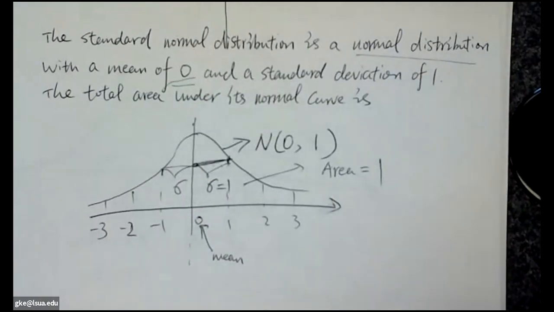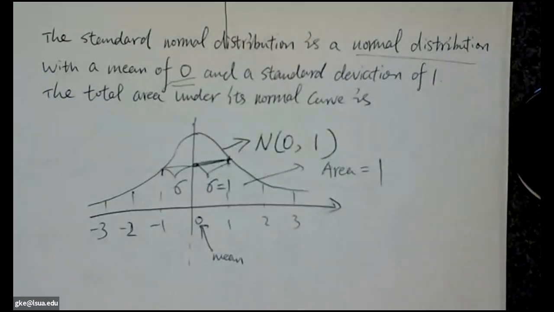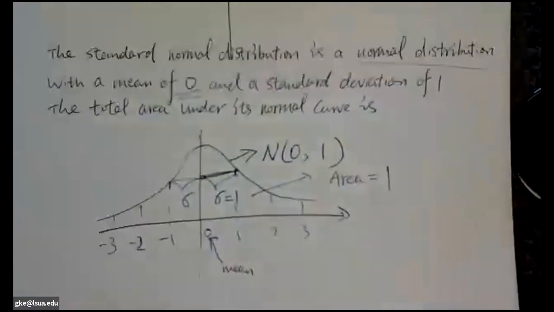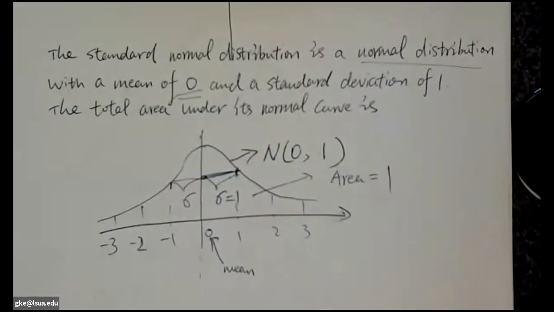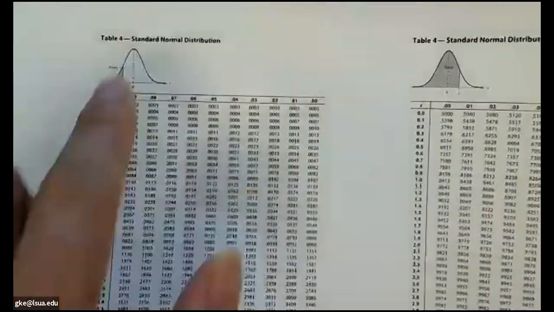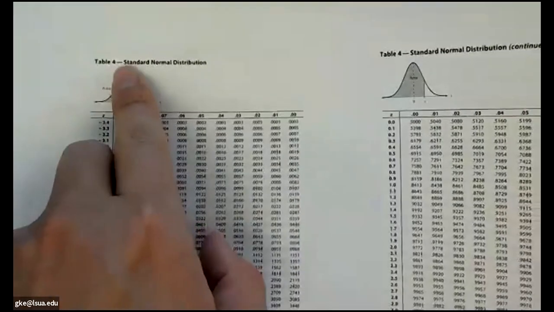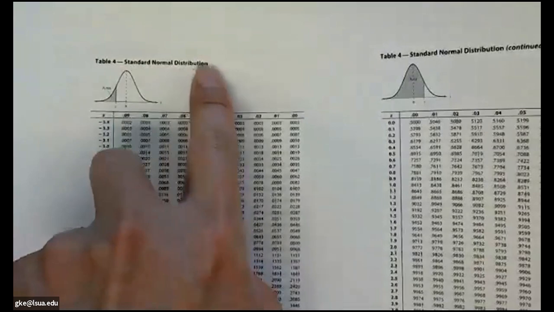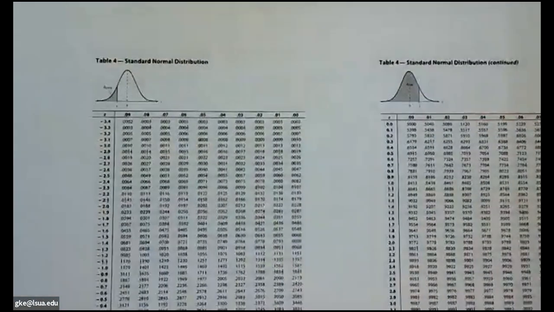And why do we need to introduce such a very special normal distribution, the standard normal distribution? Later you're going to use it. Why? Because the table, Table 4, is always about the standard normal distribution. Okay, be careful.